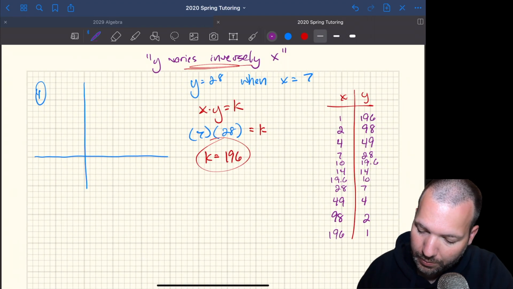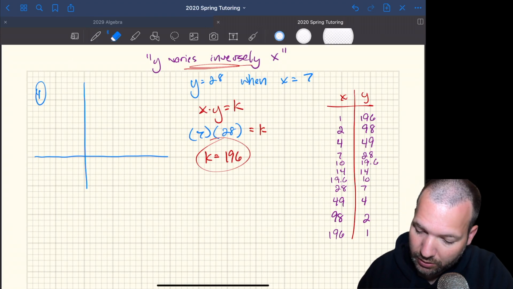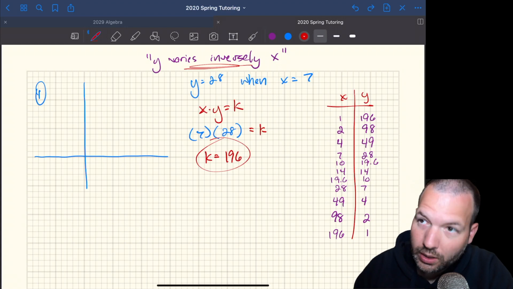And because k is positive here, because our constant product is positive, it is also the case that all of these could be negative, right? Negative 1, negative 196, negative 2, negative 98, and so on and so on.